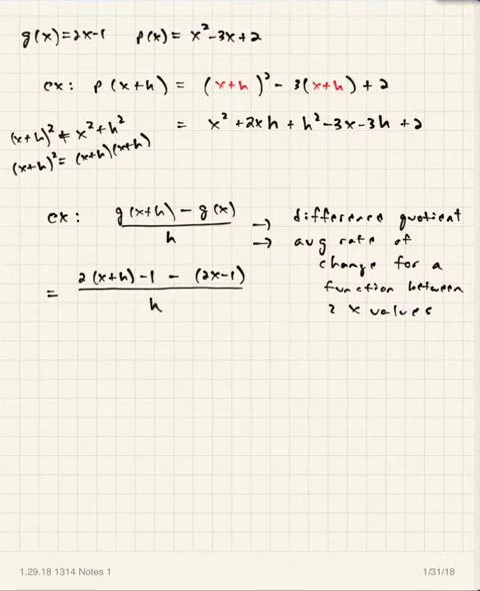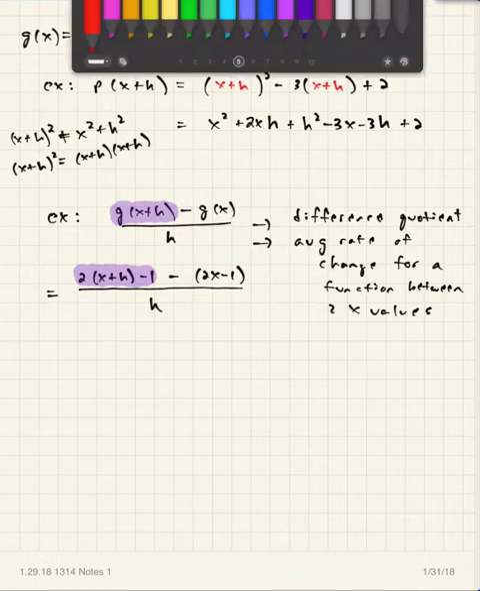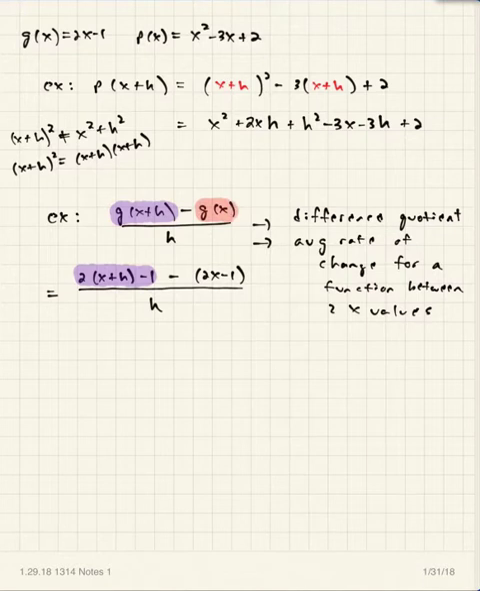Now let me color code that a little bit for you. Here's g of x plus h right here, and here's where I evaluated g of x plus h. g was the function 2x minus 1, so what did I do? I took 2x minus 1, and every place I saw an x, I substituted x plus h. And then here's g of x, which is just 2x minus 1. So I'm just evaluating each of those two little pieces of the difference quotient separately, and then I'm subtracting them.